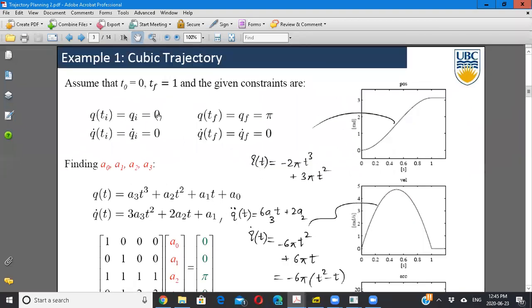Let's say initially you were at 0. You want a certain joint to be at 0 degrees, and after some time TF, after 1 second, TF is 1, you want the joint to be at pi. Pi means 3.14 radians. This is in radians on the y-axis. The position part is given: initially I have to be at 0 degrees, and after 1 second I have to be at 3.14 radians. Initially my velocity should be 0, and finally my velocity should also be 0.